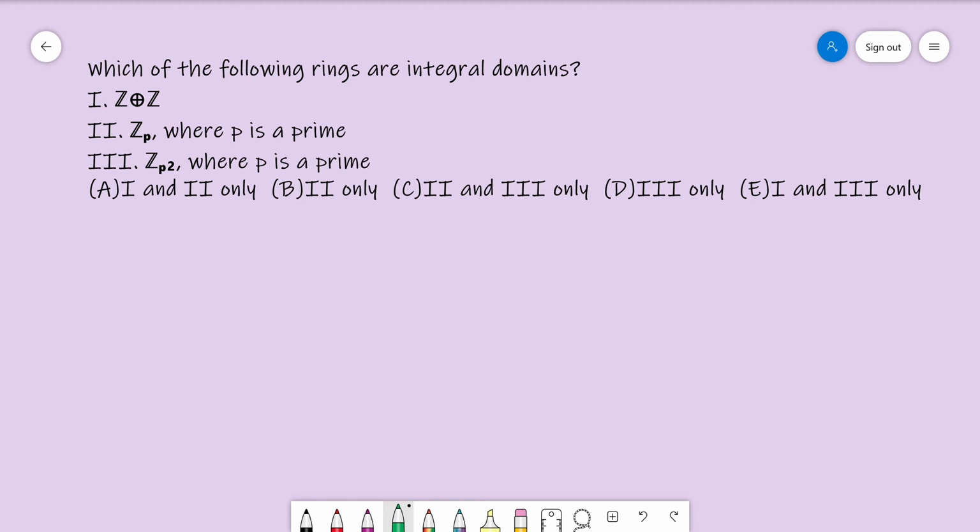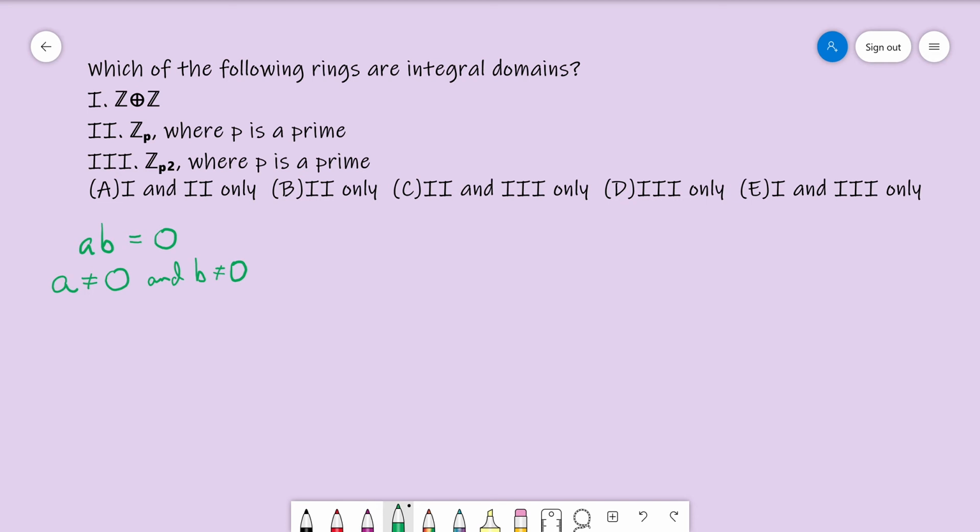Zero divisors means that if two elements multiplied by each other equals 0, and neither of them equals 0, then we say that the ring has zero divisors. Okay, so if the product implies that one of them equals 0, then there are no zero divisors, and it is an integral domain.